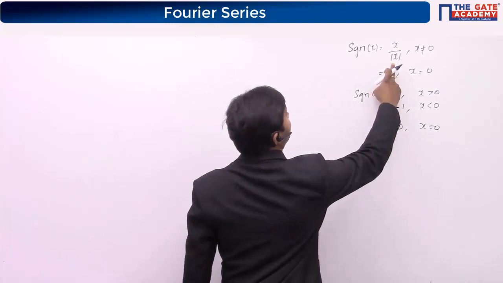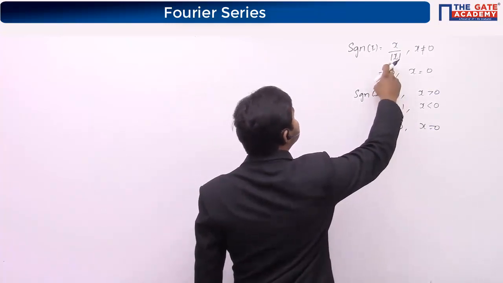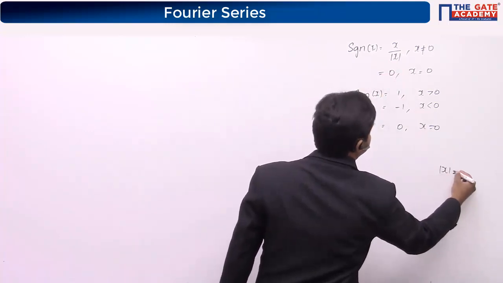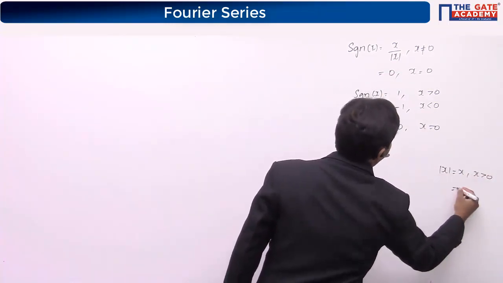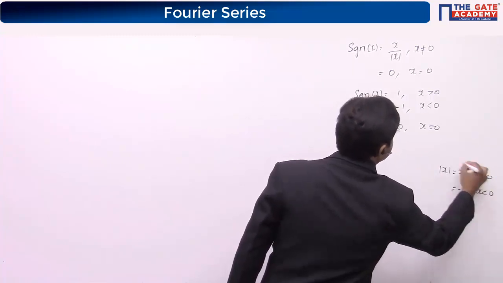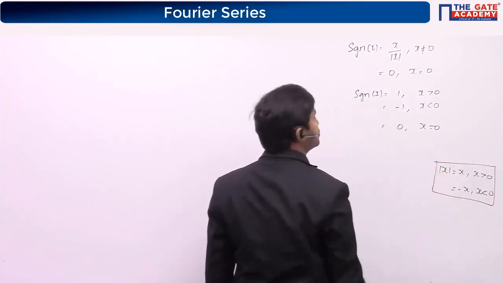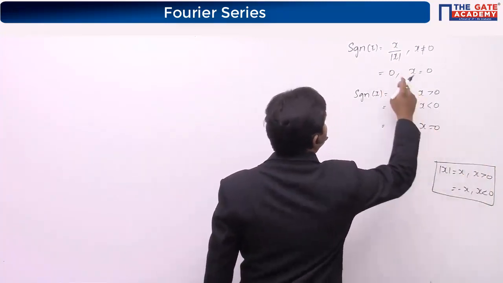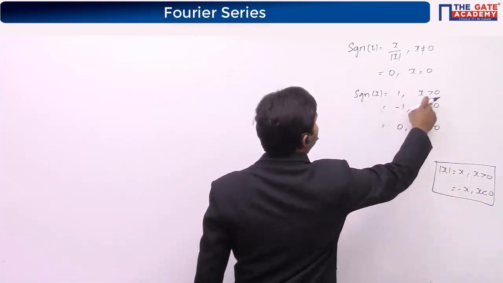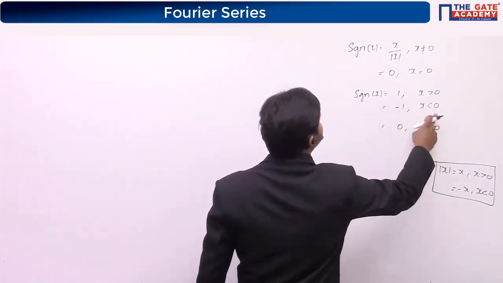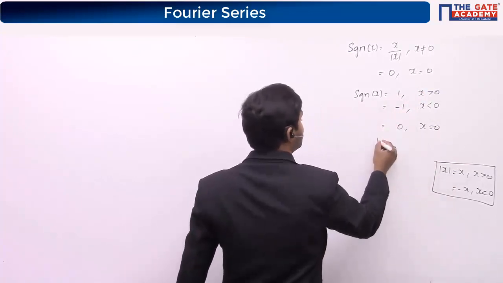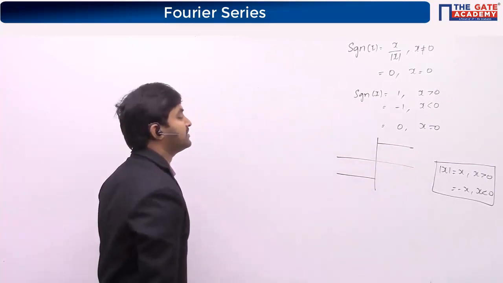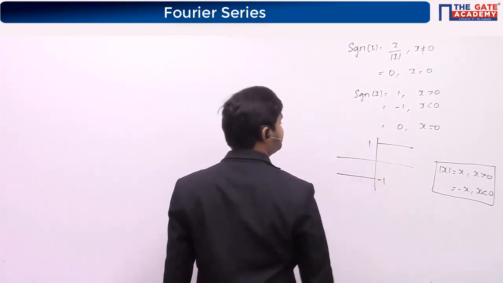Because we know for x greater than 0, mod x is nothing but x, isn't it? For x greater than 0, mod x is equal to x, and it is equal to minus x for x less than 0. There is a mathematical way of writing the mod x function. Now, if I substitute mod x is equal to x for x greater than 0, then this value is going to be 1. So for x greater than 0, it is 1 and for x less than 0, it is minus 1. So your Signum function is something like this, with values 1 and minus 1.